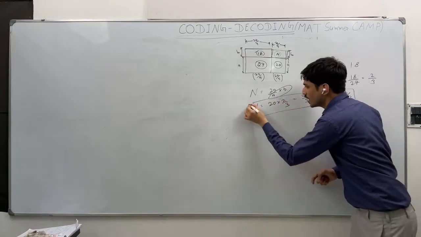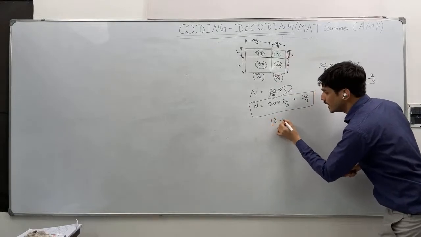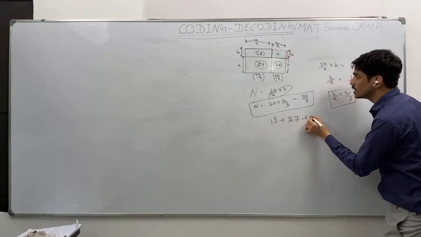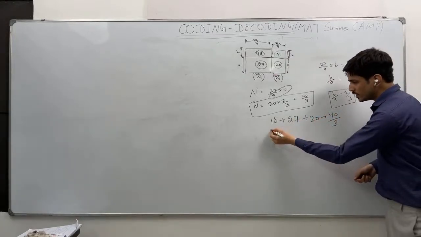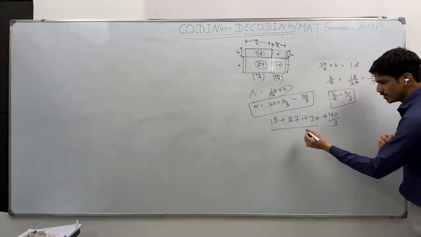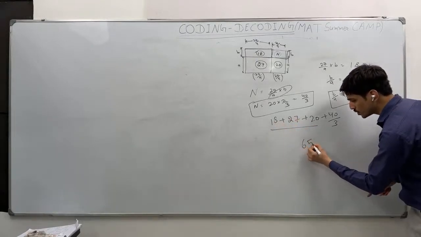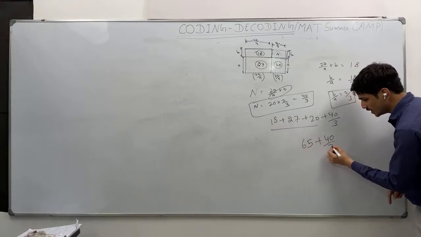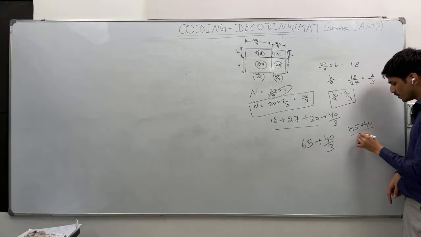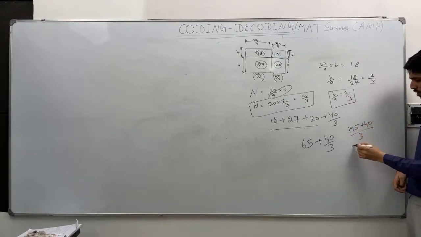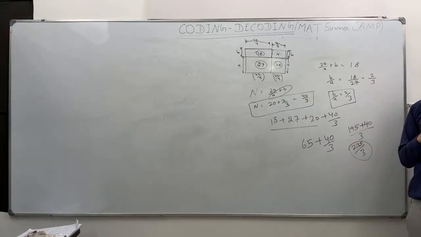Now what did I ask? I asked the area of the big rectangle. So the big rectangle is going to be 18 plus 27 plus 20 plus 40 by 3. So what is this one? I think 65. 18 plus 27 is 45. 45 plus 20, 65. Then I have 40 by 3. So I think 195 plus 40 upon 3. So what will I get? 235 by 3. Simple question.